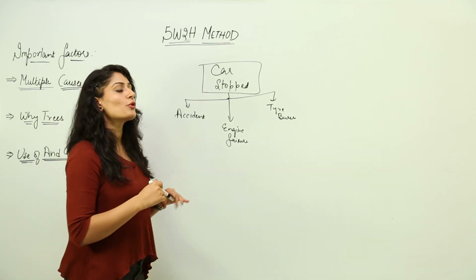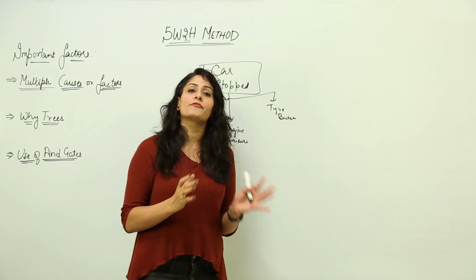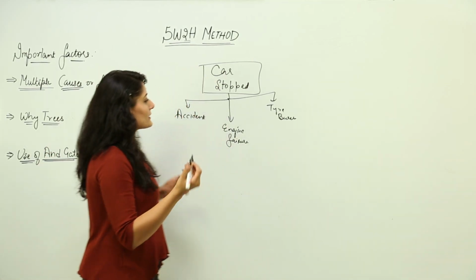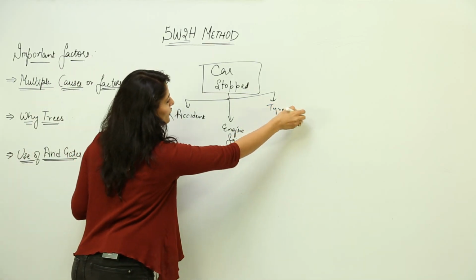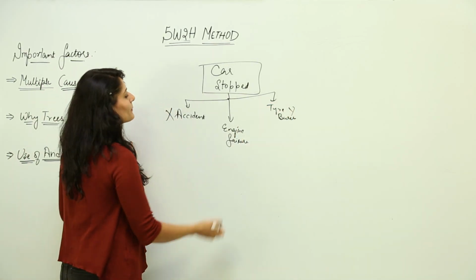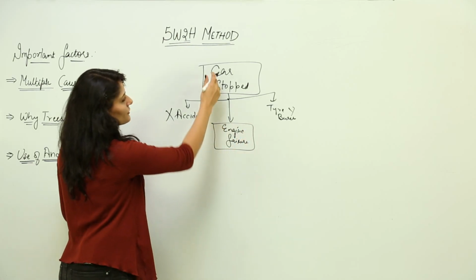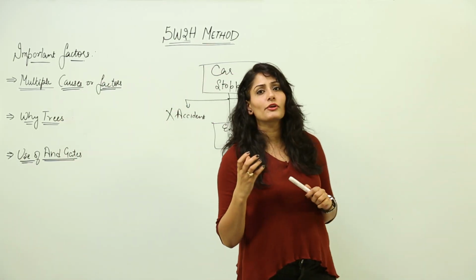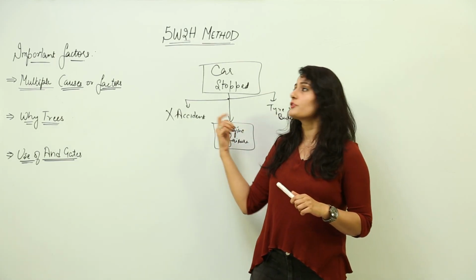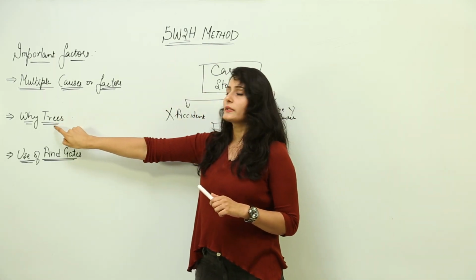If you do not have a proof, if it's not backed by the proof, then go in for an analysis, right. So in this case, I can easily figure out that there was no accident, there was no tire burst, so it's just an example. So engine failure led to this car stopping on the road, right.